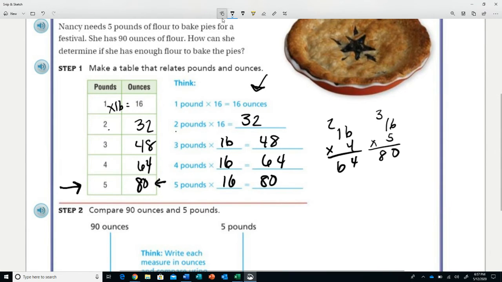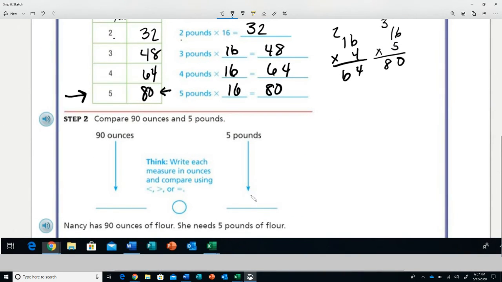All right, let me scroll up here and we'll take a look at the comparison down here at the bottom. So 90 ounces. And now again, just like similar pages, you can't compare ounces and pounds like this. You would need to make this 5 pounds into its ounces. So when we did 5 times 16 here, we got 80 ounces. And this was already 90 ounces. So we know that 90 is greater than 80. So she needs 80 ounces to make the pies. She has 90 ounces. So she will be just fine.